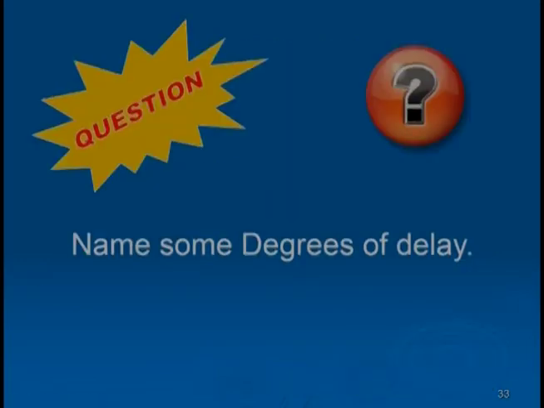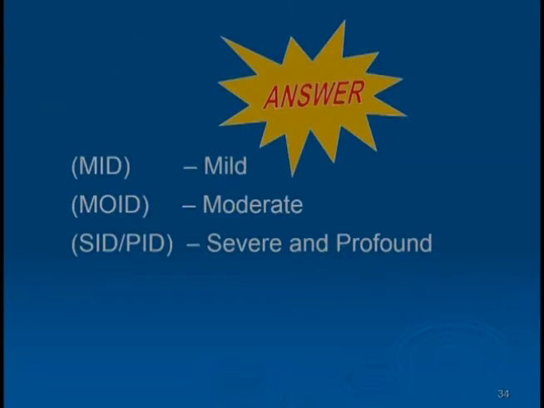Okay, name some degrees of delay. The three most common ones are mild, moderate, and severe or profound. And there's also significant development delay, which is associated with pre-K students.